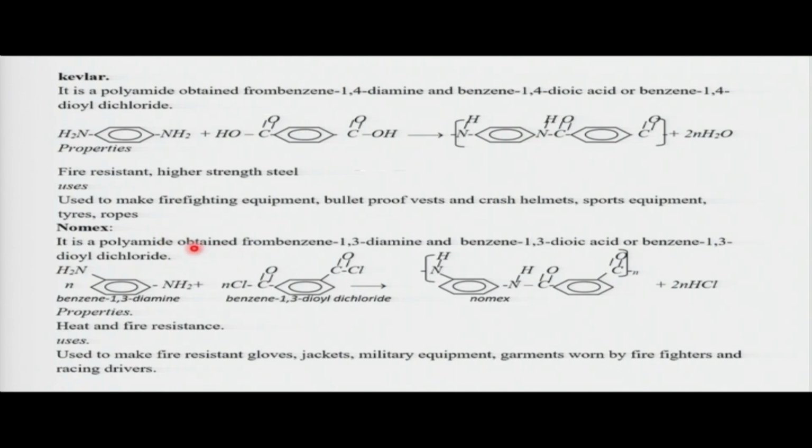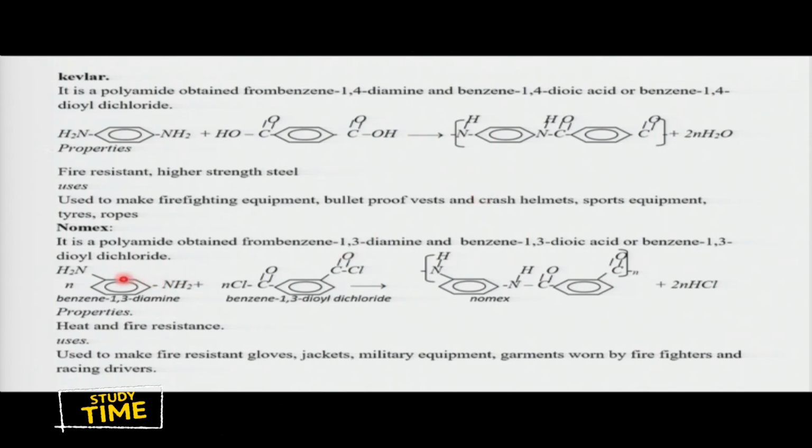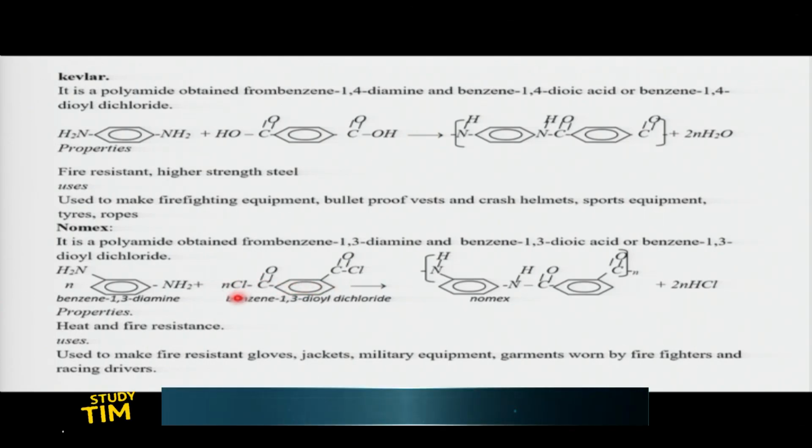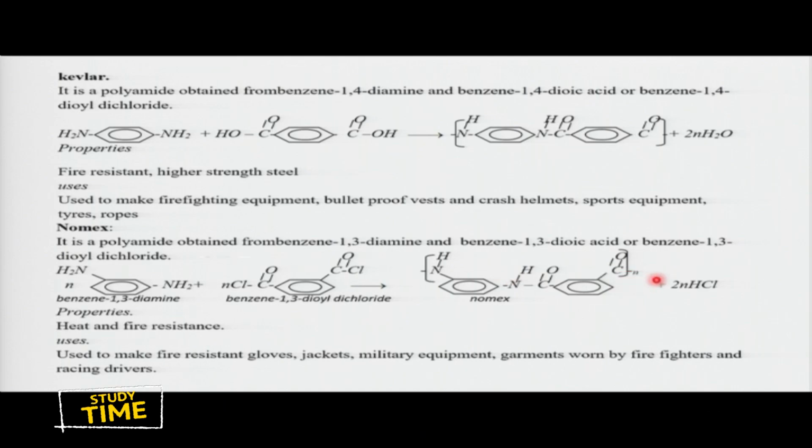Nomex also is somehow similar to Kevlar, but the difference between Nomex and Kevlar is that this one is 1,3-diamine, and the other one is 1,4-diamine. But they are all obtained from a diamine and the diol, or we can call it a dioic acid. So this time we are using a diol, but it can also be a dioic what? Acid. And you see even here in our illustration that our product is actually HCl, and here it is what? Water. So this is Nomex, our polymer.